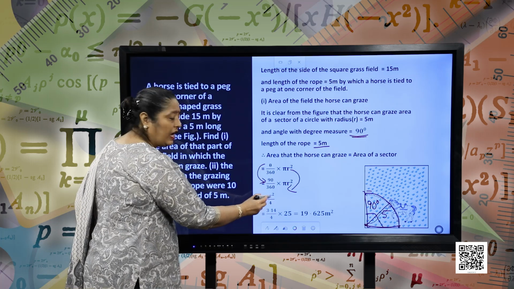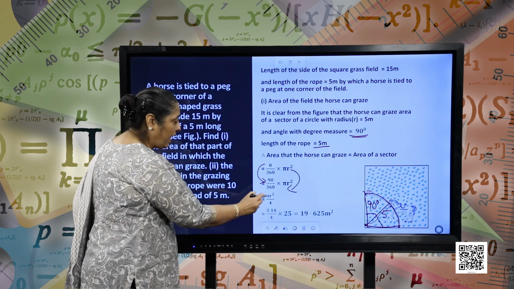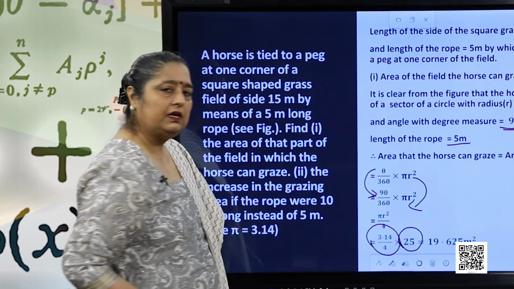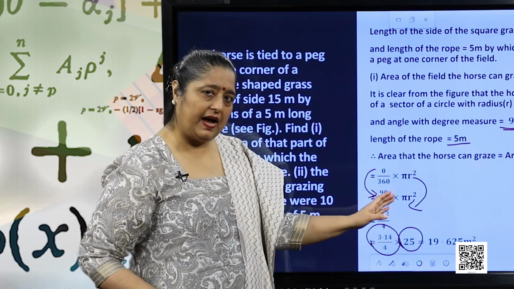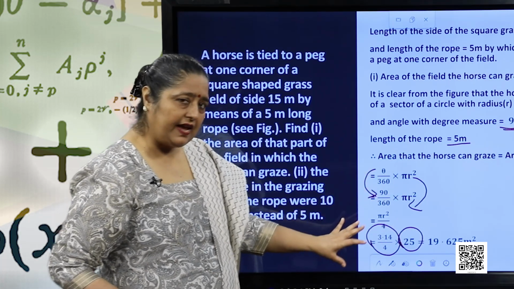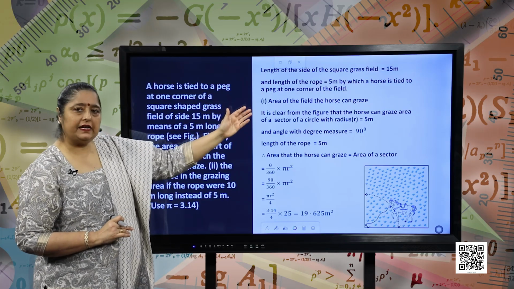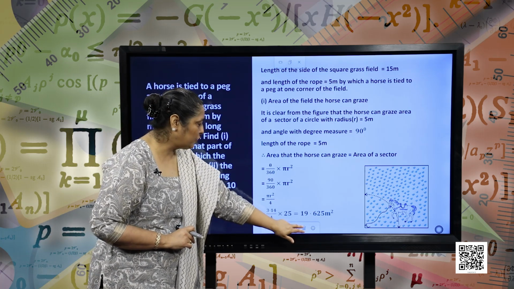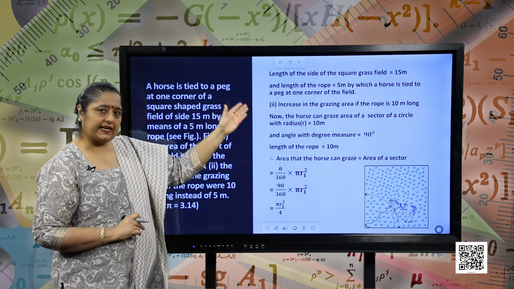Let us substitute the value of pi as well as r. We have 25 into 3.14 as pi divided by 4. Calculating the whole thing, simplifying it. So, area of the field the horse can graze is 19.625 meters square. Now, let us see the second part.